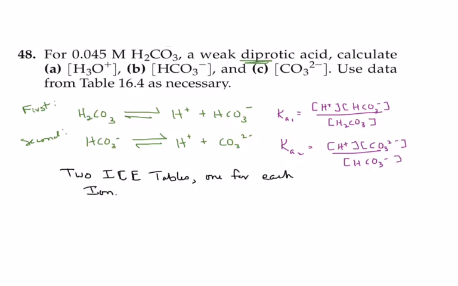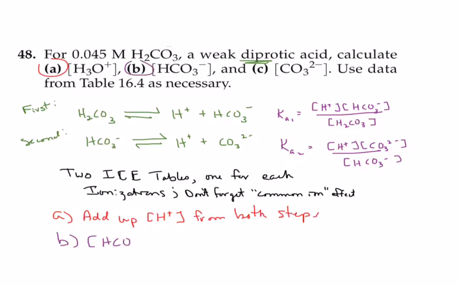So two ICE tables, because the first one is in equilibrium too. One for each ionization, because it's a weak acid. Don't forget the common ion effect. The H pluses that are created in the first ionization need to show up as a common ion in the second ionization. I think that's the only common ion you're going to run into.